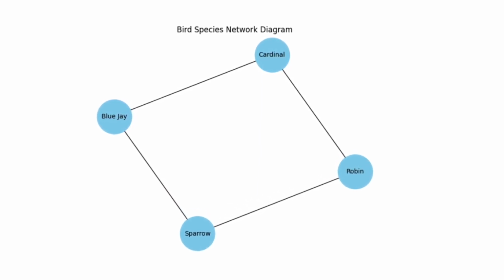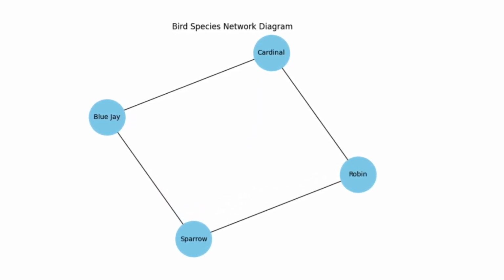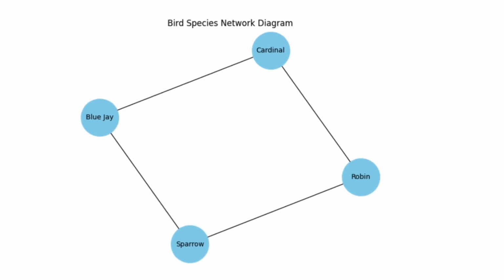Some birds might rely on others for help or food, just like friends help each other. By drawing lines between the birds, we create a map of who is connected to whom. This is really important because it helps us see which birds are super important for keeping the whole ecosystem balanced.